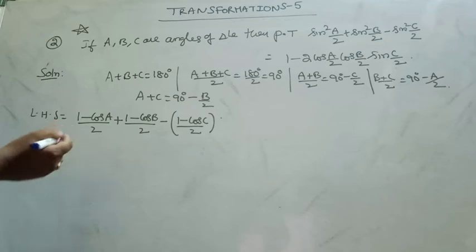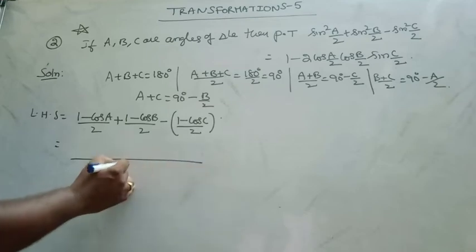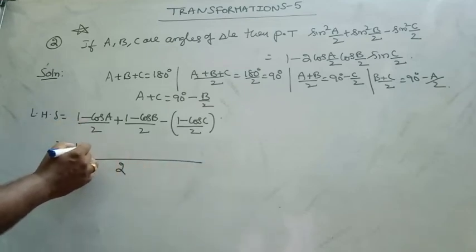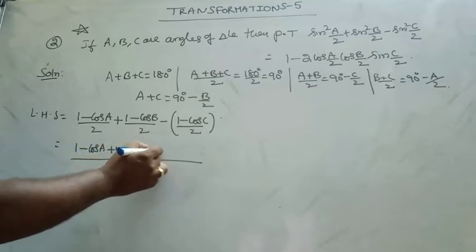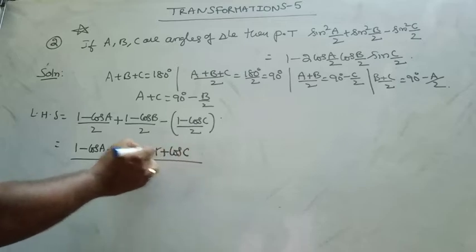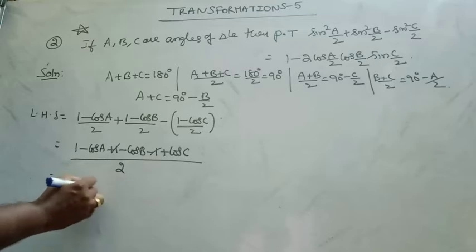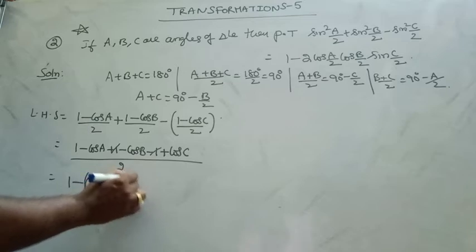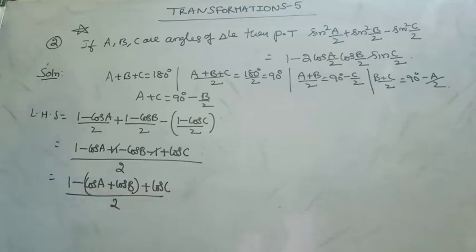Now you see how we are going to do this particular problem. If you take the LCM as 2, then what we are going to have here is (1 − cos A + 1 − cos B − 1 + cos C)/2. Minus 1 plus 1 will be cancelled. And what we have here is (1 − (cos A + cos B + cos C))/2.